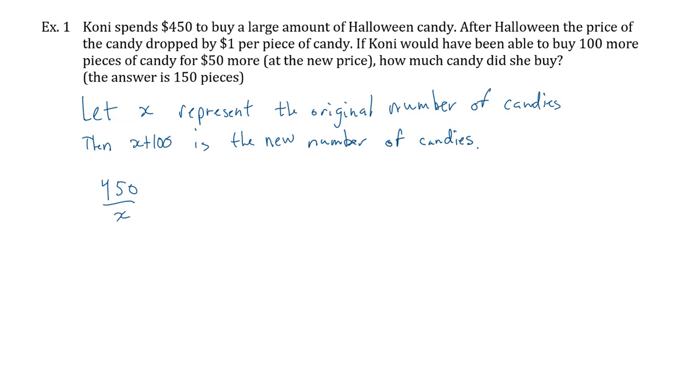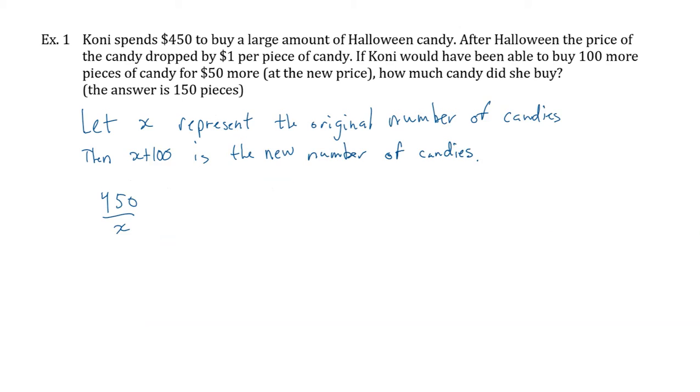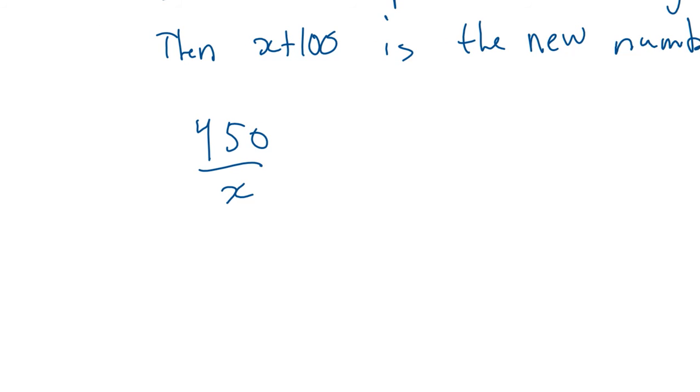Right, this is step 2. And 3 to some extent, I guess. This is something per something. That dividing line, the fraction line, means per. It means divide, it means fraction, it means lots of things, but it means per. The top represents something. It's dollars, right? And the bottom is candies, right? So this is dollars per candy.